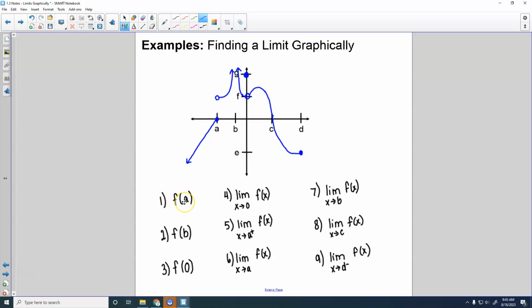All right. I'm going to go through these fairly fast. I need F of A. F of A is right here. I'm looking for closed circle. It's right here. Y-coordinate of that, because it's on the x-axis, is 0.